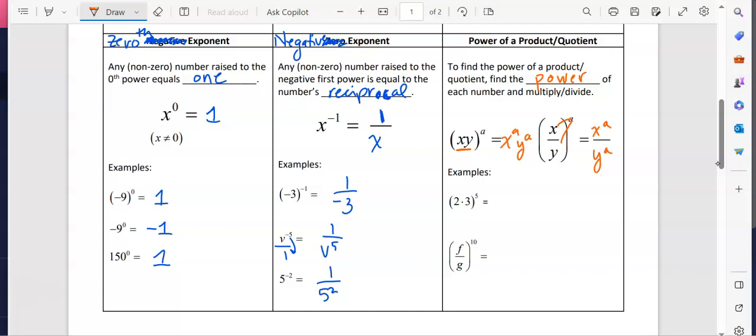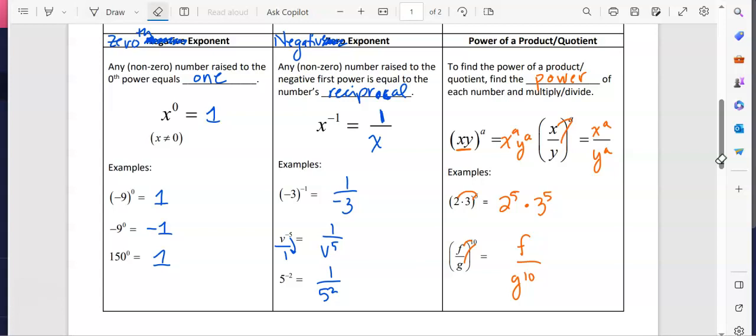So for an example, if I have 2 times 3 to the 5th power, I'm going to take 2 to the 5th power and then multiply that by 3 to the 5th power. We're going to leave our answer like that. Like I said, I don't want us to evaluate this. This would be a pretty large number. For the next example, f over g to the 10th. Again, I'm multiplying f to the first power and the other exponent 10. I multiply 1 and 10. And then the same thing happens in the denominator.